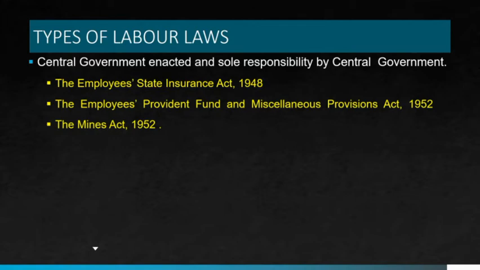So these are some examples of central government enacted and sole responsibility with the central government only. First one is the Employee State Insurance Act 1948. The second one, the Employees Provident Fund and Miscellaneous Provisions Act 1952. The third one, the Mines Act 1952. And some more acts are also there. These are the main three acts which cover more and more of the workforce.